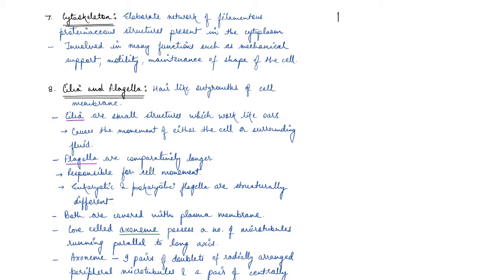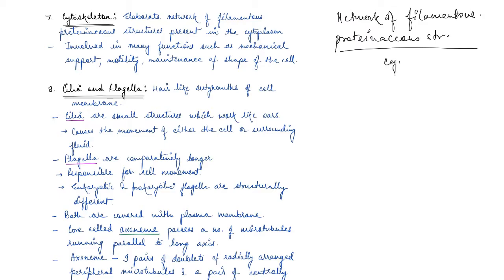So we have a network of filaments like protein, so proteinaceous structure, and this is present in the cytoplasm of the cell. And these structures together are known as cytoskeleton, right? So what is the function of cytoskeleton?